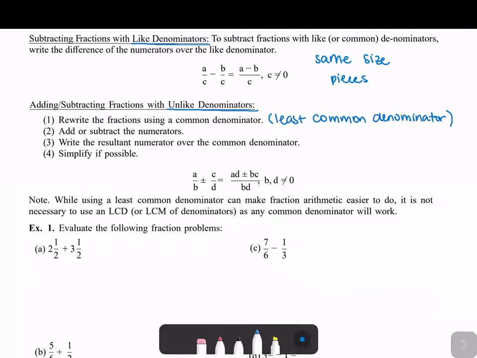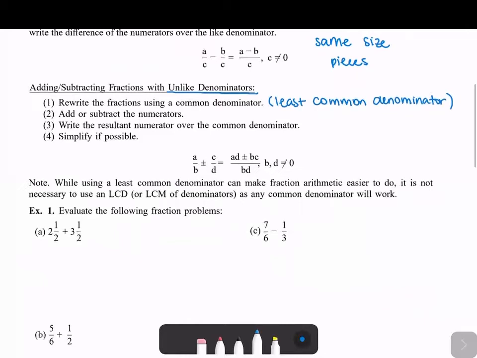Oh, look at that. So it's not necessary. This little note here says it's not necessary to use an LCD, least common denominator, which is the least common multiple of the denominators, as any common denominator will work. We saw this a little bit in the last section when we were comparing fractions, and we saw that cross multiplying was actually looking at a product of the denominators. In general, I think the easiest way to always have a common denominator is to just multiply the two denominators together.